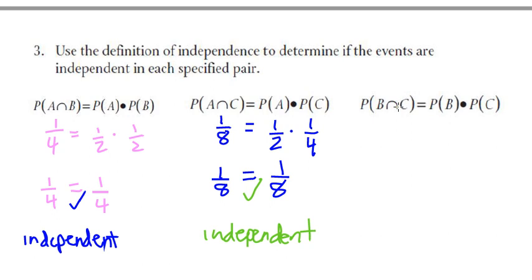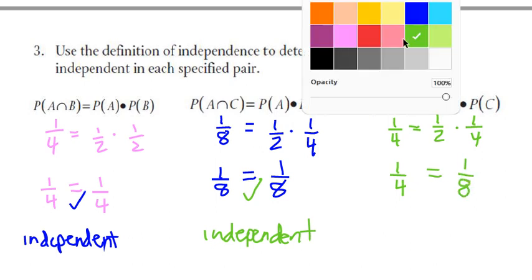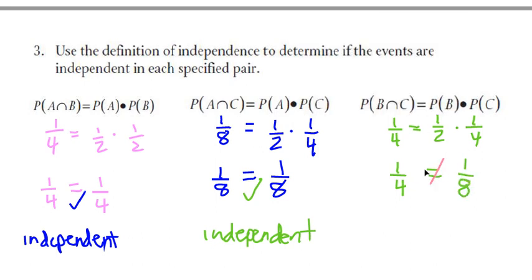So it tells us B and C, our probability there was 1/4. Then the probability of B is 1/2, and the probability of C is 1/4. So 1/4 is equal to 1/8. That is not true. So what that tells us is that we are dealing with events that are dependent.